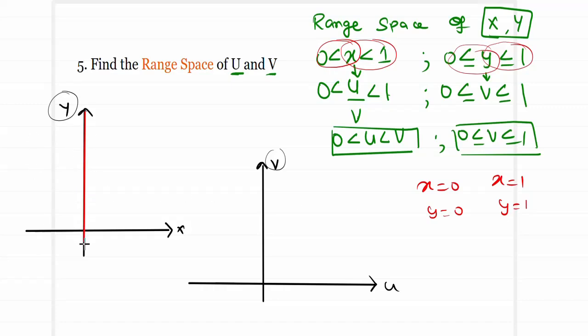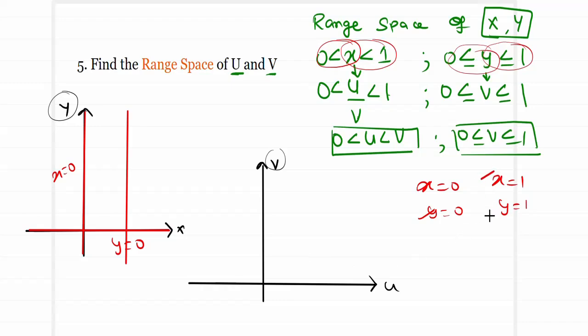So now I have this as my x equal to 0 and this as y equal to 0. So now I have found the two lines, x equal to 0 and y equal to 0. Next is x equal to 1. How will the line x equal to 1 look? x equal to 1 is a line parallel to x equal to 0. Suppose this is my line x equal to 1.